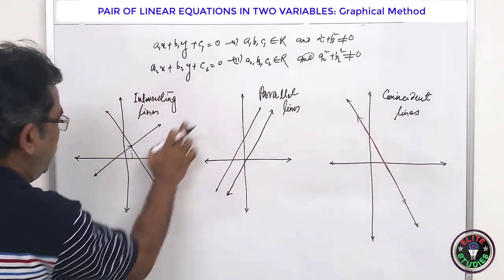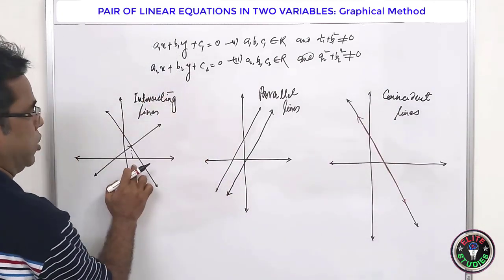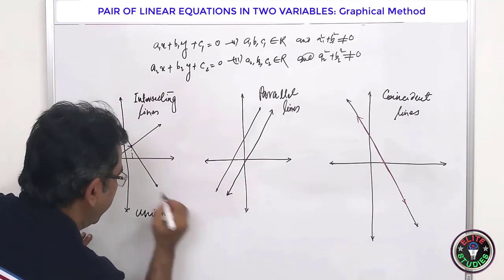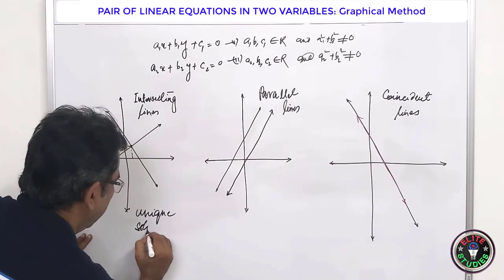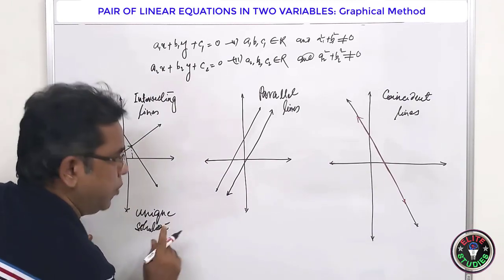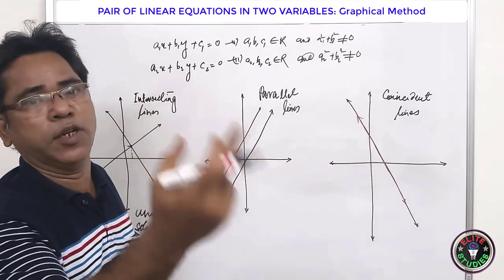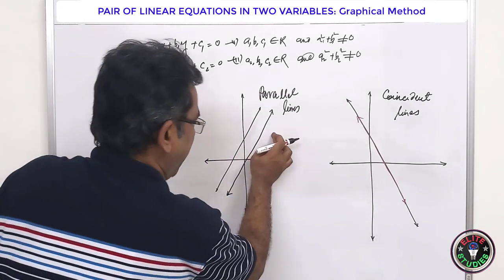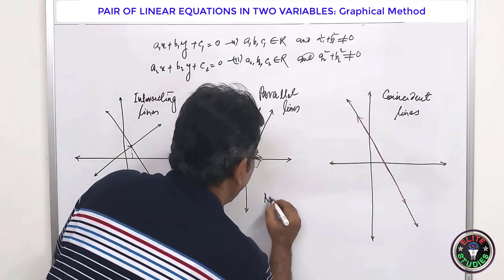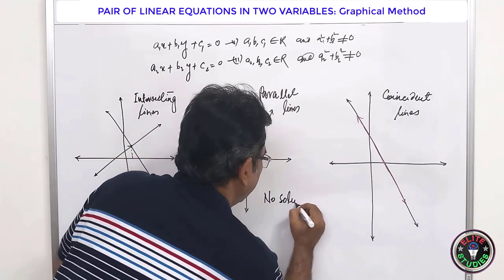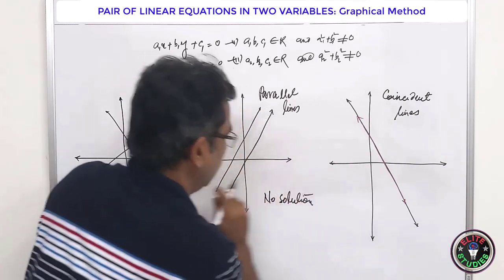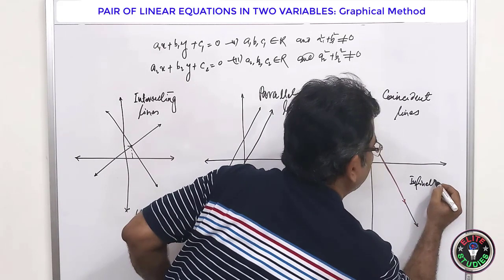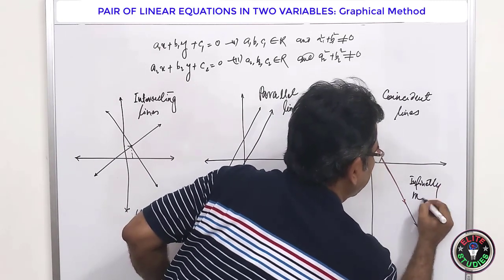Now you see, if the lines are intersecting, you will get a definite solution. So you will have a unique solution, as in the previous example. As in the previous example, we got Ram's amount is 30 and Sam's amount is 10. X equals 30 and Y equals 10. Like this, if it is intersecting. If it is parallel, then there will be no solution. If they're coincident, infinitely many solutions.